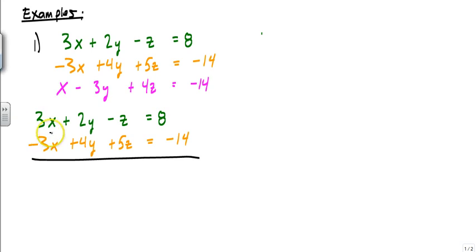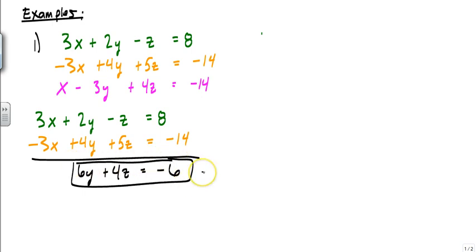So we got 3x and negative 3x, that's 0x. 2y and 4y, that's 6y. Negative z and 5z, that's 4z. And then 8 and negative 14 is negative 6. So if I just erase this 0x, that's my first equation right there.